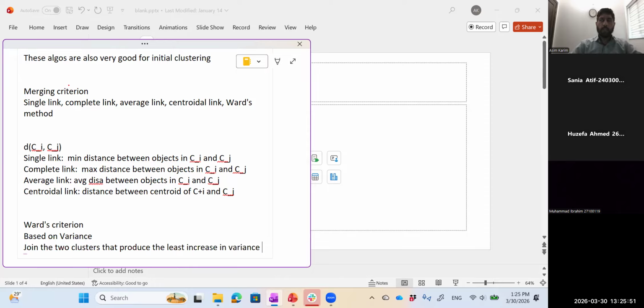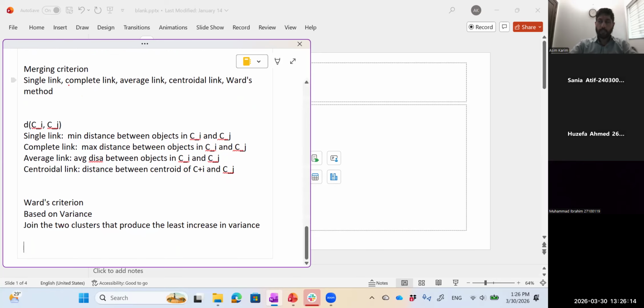ठीक है. So since variance needs to be computed, it can only be applied to numeric data. ठीक है. The previous techniques थे वो mostly can be applied to other types of data as well, but variance can only be applied to numeric data. But this method in general is a bit more robust to noise, and it will give you better clusters.